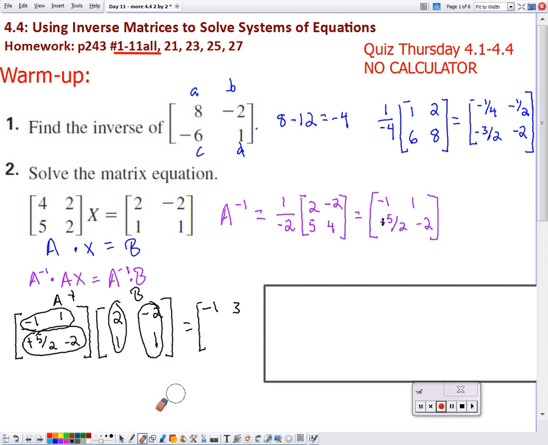So positive 5/2 times 2 is 5, minus 2 gives us 3. And then 5 halves times negative 2 is negative 5, minus 2 gives us negative 7.